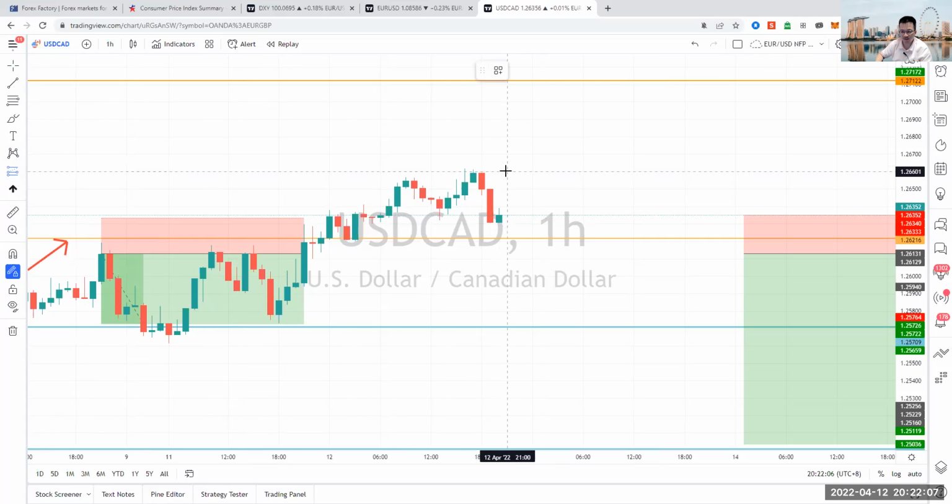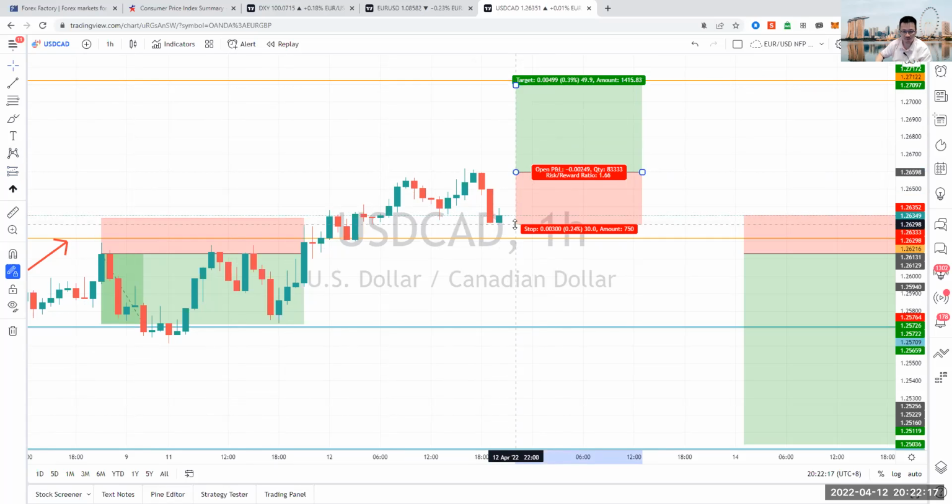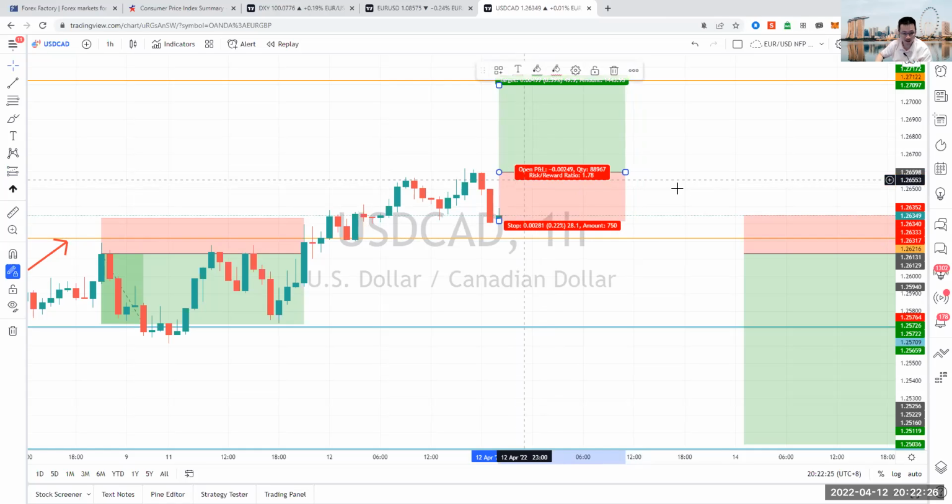1.2659 or 1.2660. From here to 1.2660, let's say at this point, your take profit will be about 50 pips. Your stop loss can be about 25 to 30 pips. You're looking at an almost 1:2 risk reward ratio towards the upside for the USD/CAD.